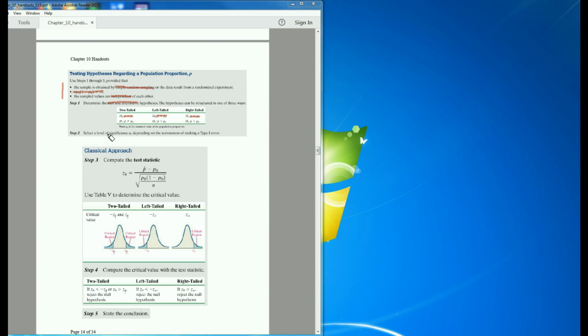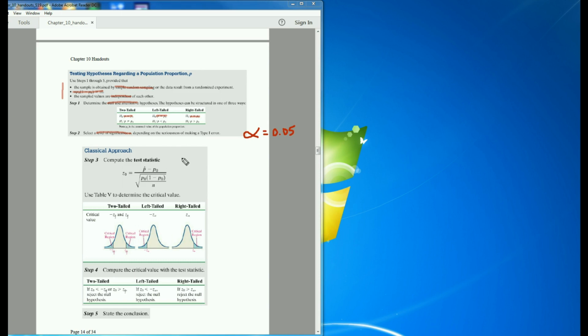You have to have a level of significance, alpha. Typically in the problems, that will be given. If for some reason it is not given, then just assume a very typical value of 0.05.